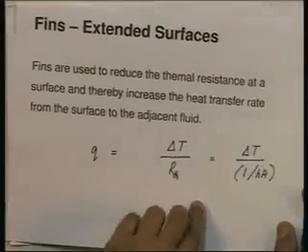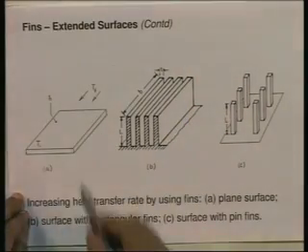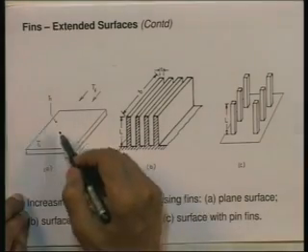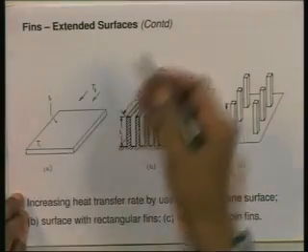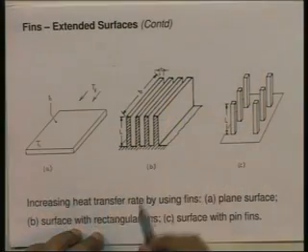Now, let us look at some geometries that are used. Let me show you some instances of fins being used. Here is a figure. This is a plane surface, area A. h is the heat transfer coefficient, Tf is the fluid temperature over it. We get a certain heat transfer rate from this surface. I want to increase that heat transfer rate. So, what do I do? I put fins on this surface.